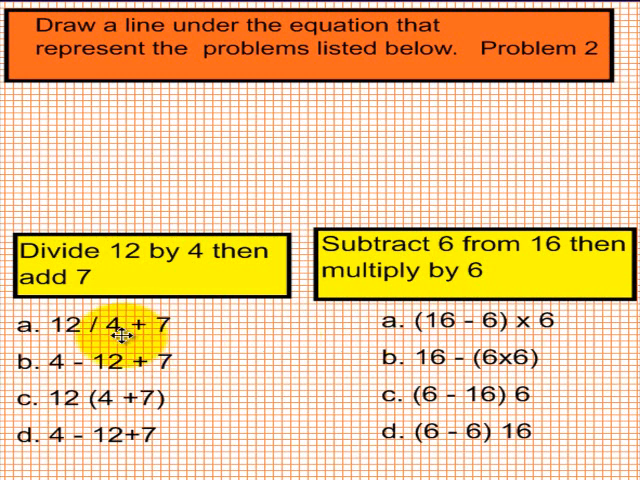The answer for the first one would be 12 divided by 4 plus 7. The answer for the second one would be 16 minus 6, then multiply it by 6. If your answers match ours, that is remarkable. If you would please, have another student come up to the smartboard, and while they're doing that, please erase your answers. Thank you.